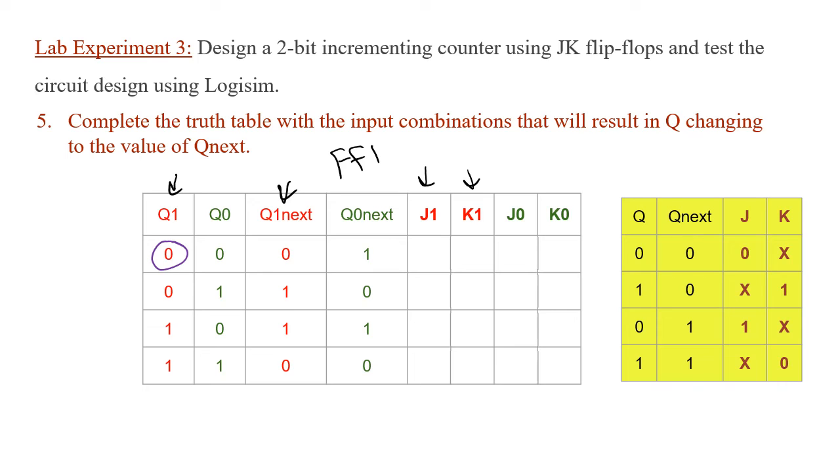Q1 starts at 0 and then it stays at 0, so there is no change. So in order for Q and Q next to have this transition happen, the values of J and K must be 0 and don't care. So we're going to copy J and K values in the table as J1 and K1.